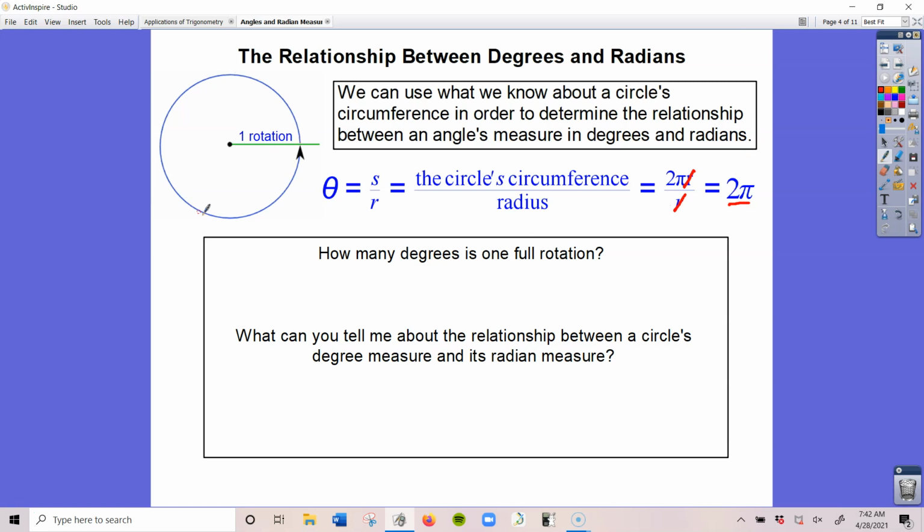So what does this mean? This means that one full rotation, which is 360 degrees, is going to equal 2 pi radians. So if I wanted to come up with a conversion, that means that 360 is equal to 2 pi. And I can actually simplify this a little bit, and I could divide 2 to both sides. And I get that 180 degrees is equal to pi radians. This is going to be the relationship that I'm going to use to be able to convert from degrees to radians. So let's look at how to do that.